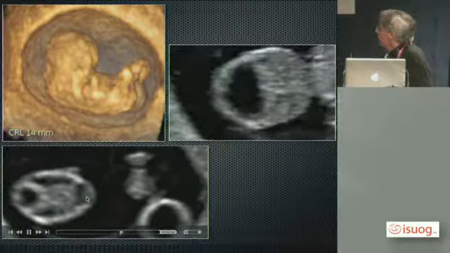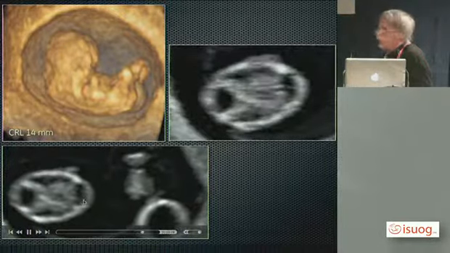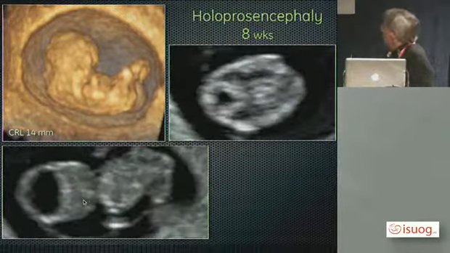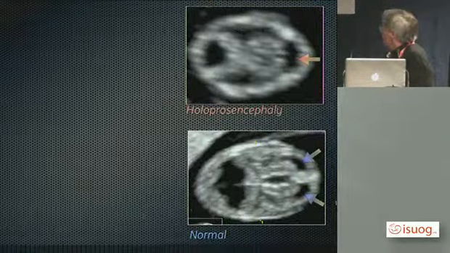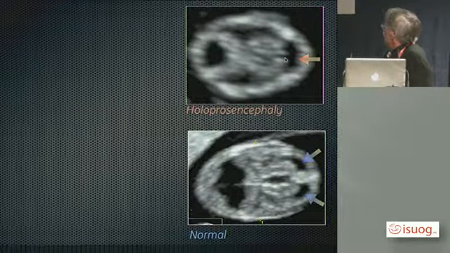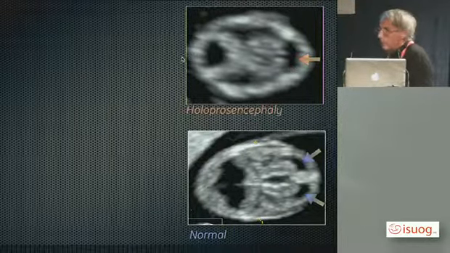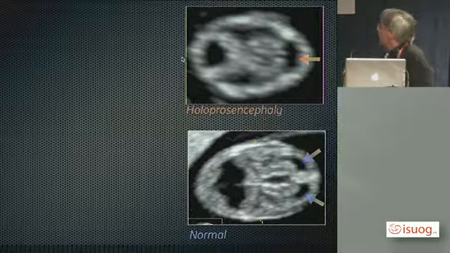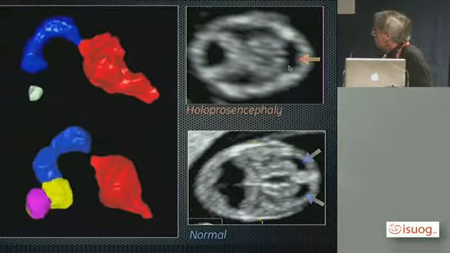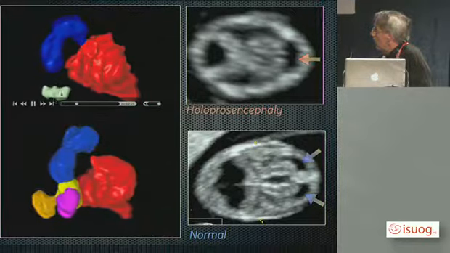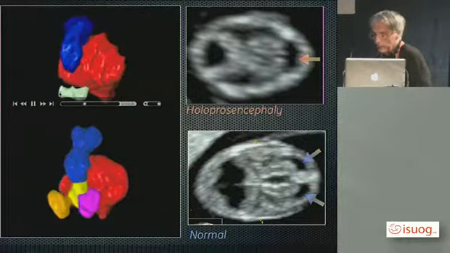You can see on the anterior part here, you have only one single ventricle. Here with the normal aspect, and this one with the anterior part. But you have to know, because on one picture it's difficult to tell where is the anterior part and the posterior part, but when you move the probe, you know exactly. This was the rhombencephalon, and this is the anterior part. And the 3D rendering, normal one, and this one with only one single frontal ventricle.